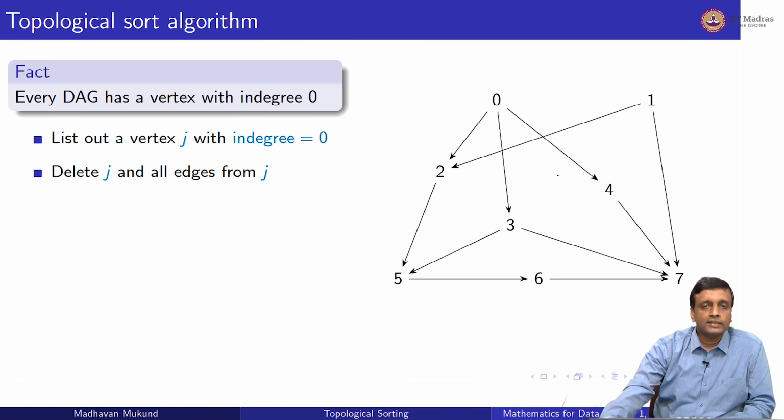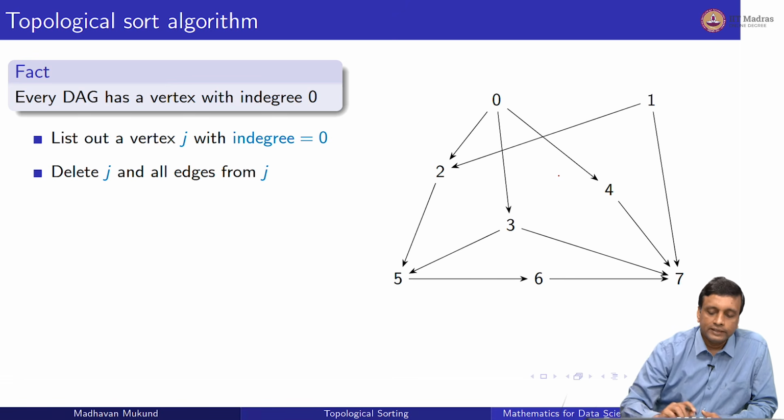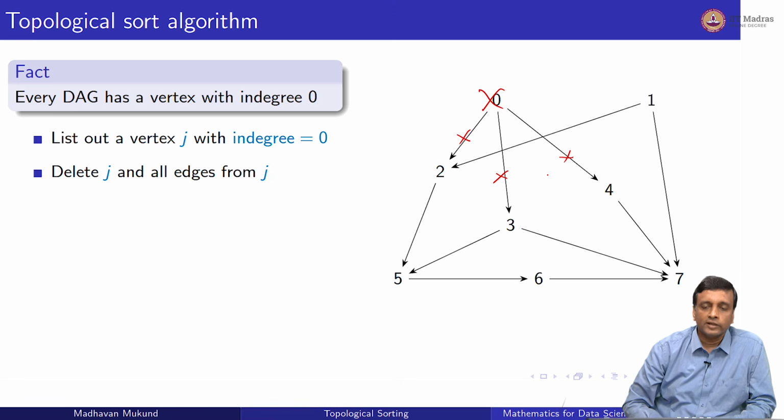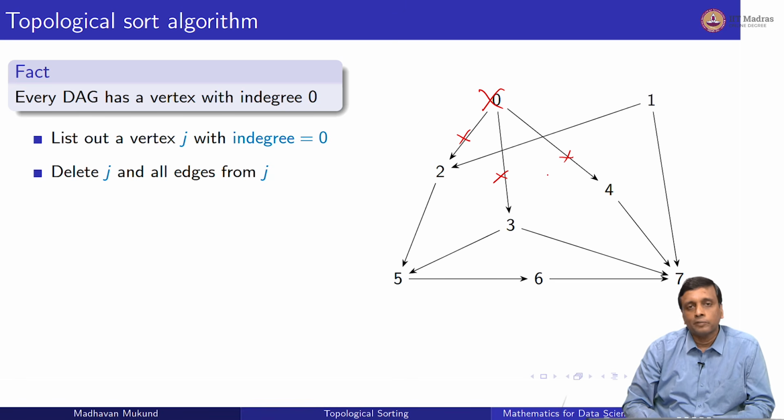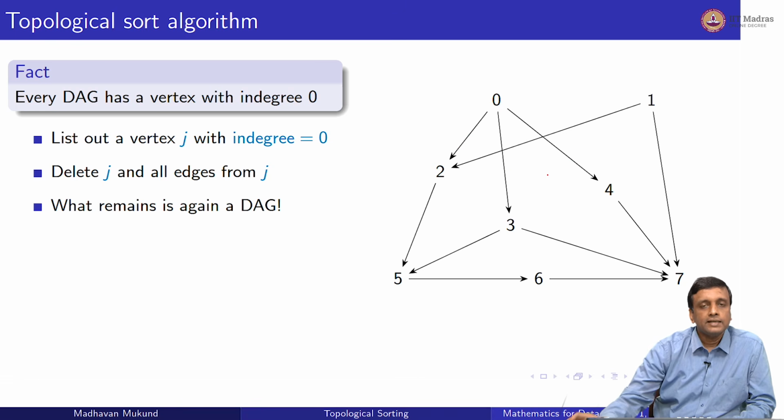So if I delete that vertex that I just found and all the edges from it, what happens? If I delete this and then I delete all the edges that point out of 0, then I'm left with a smaller graph in which there is one less vertex and fewer edges, depending on how many edges I had connected to that original vertex. But notice that in this process I have only removed edges from a directed graph, and if the original graph had no cycles, this must also have no cycles, because I have not put back any edge between two vertices which were not already connected. So what remains after this is again a DAG.